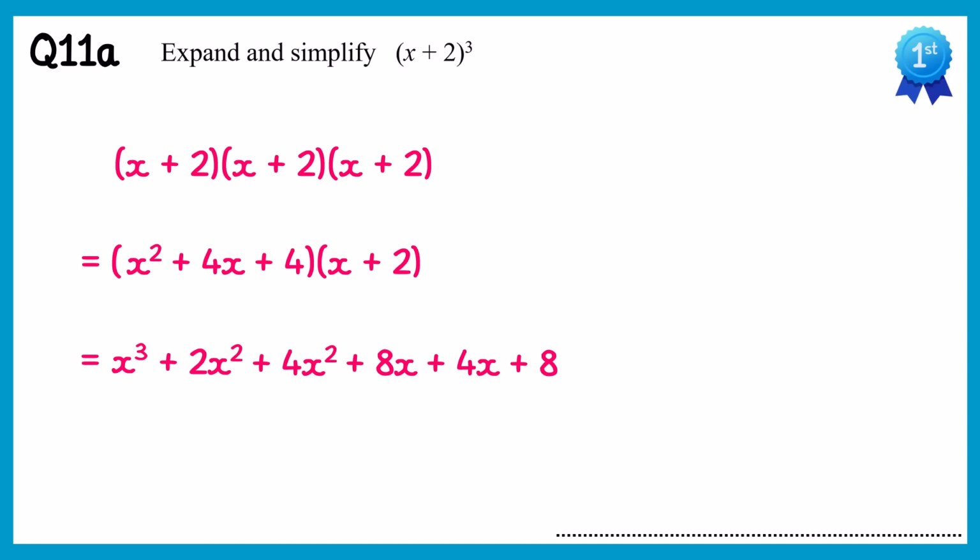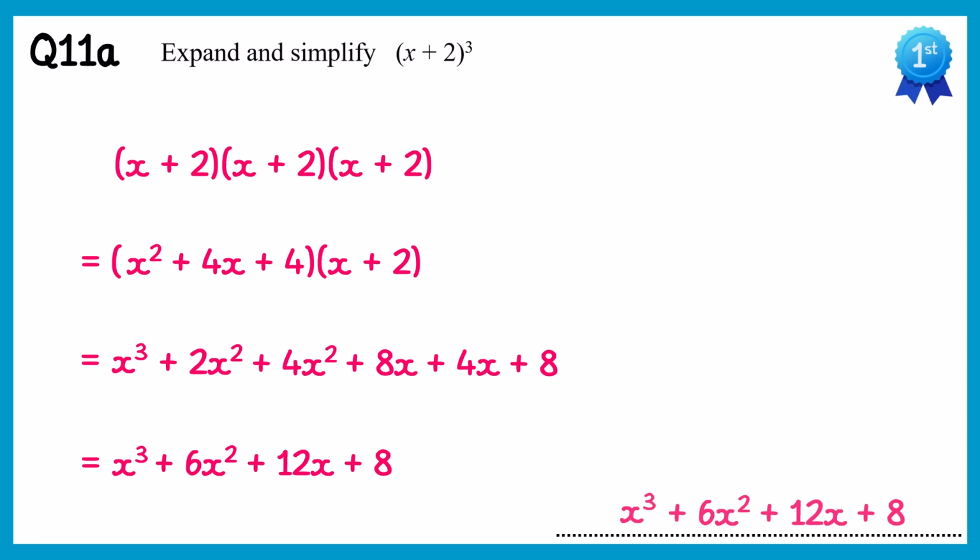Now we're almost finished, we just have to do some simplifying. We have x cubed, which is just x cubed, but then we have 2x squared add 4x squared, which is 6x squared, and then 8x plus 4x, which is 12x, and then we have just this plus 8 at the end, so plus 8. And this is your answer to the question.